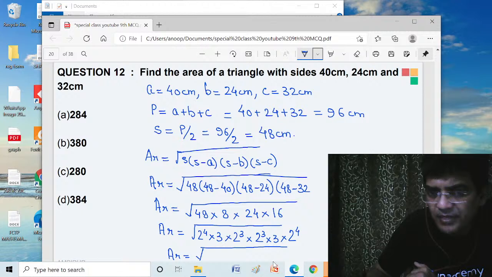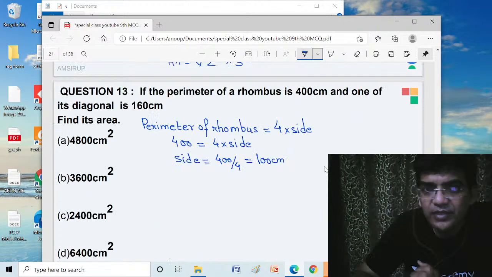Four into side. So your perimeter is 400. That is 4 into side. So let's see what we will get from here. I will get one side, that will be 400 upon 4, that is 100. So I've got one side as 100 centimeter. This is the one side of the rhombus. Along with it, they have also given us one diagonal, and that is 160.